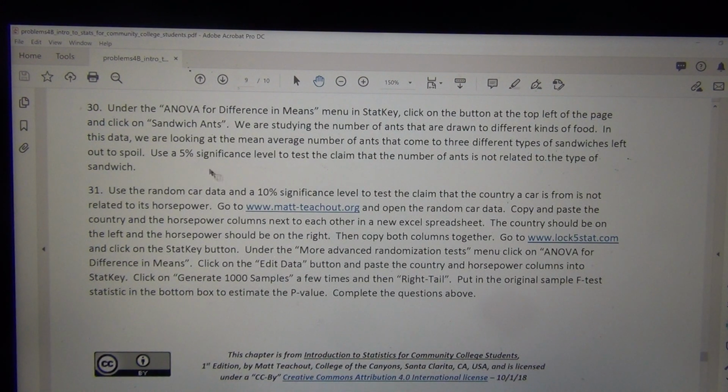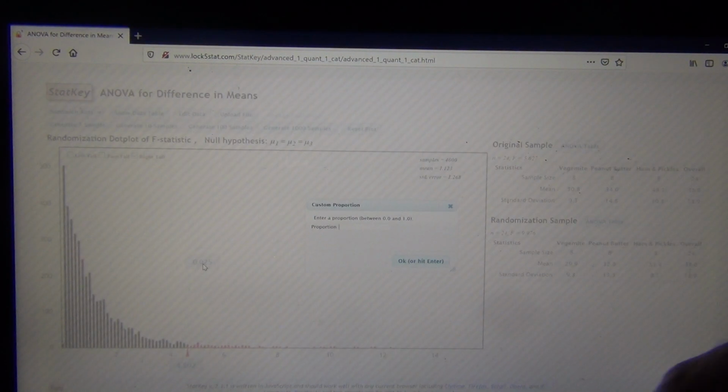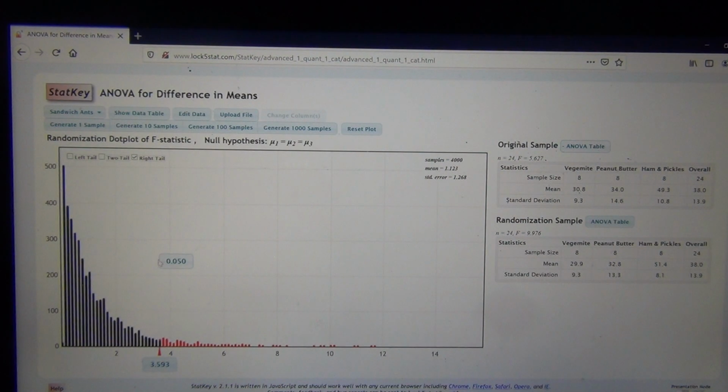Remember, ANOVA is a right-tailed test. So I'm going to click right tail, and I'm going to put 0.05 in the right tail. So in that top percentage right there, change it to 0.05, and this is where our tails start. So the simulation thinks that the F test statistic needs to be 3.593 or higher to be considered significant. So does our real original sample F test statistic fall in the tail?